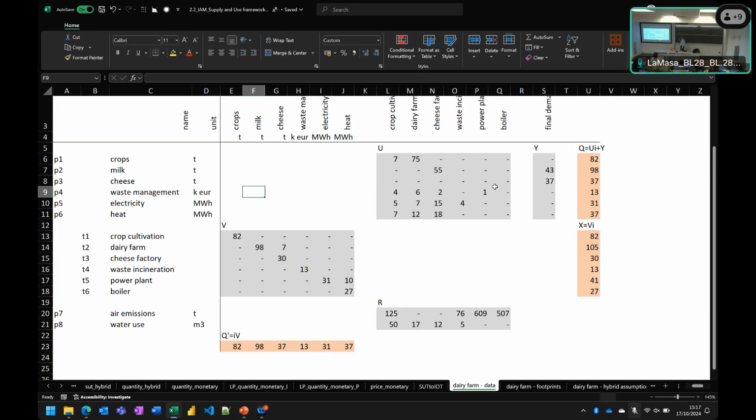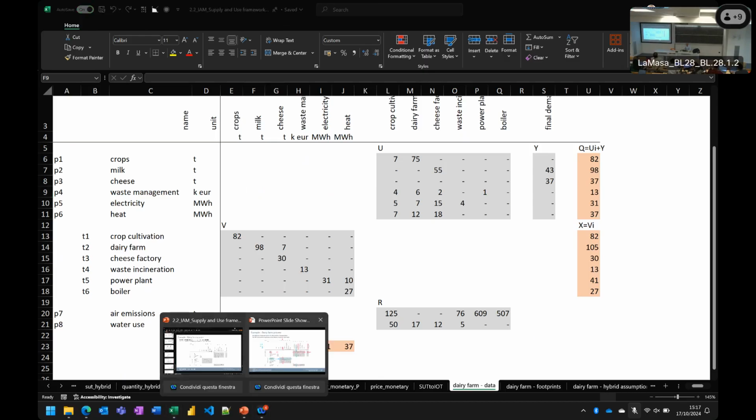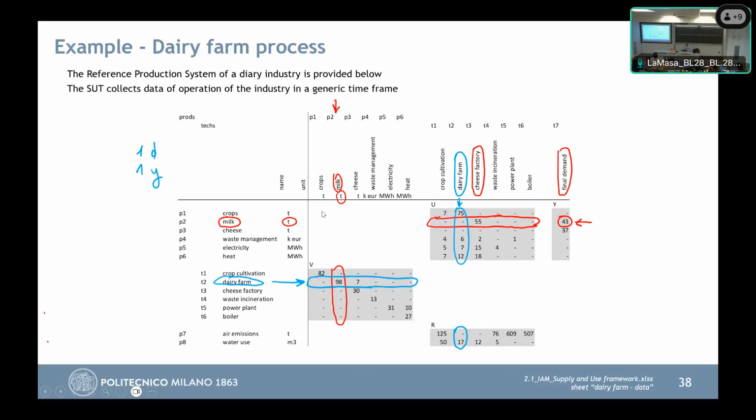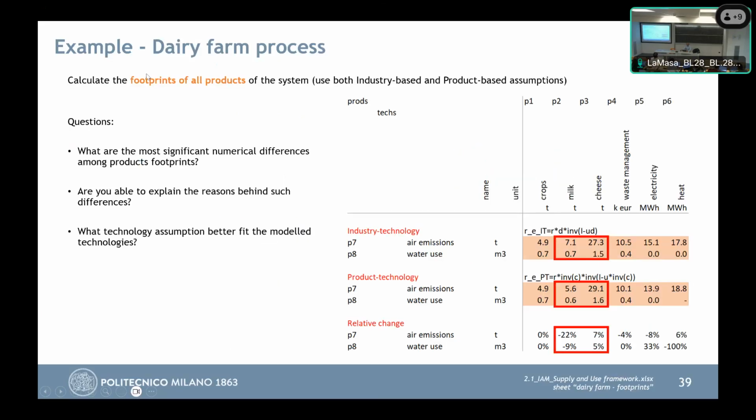Then, if we have an economic table, we should also check that the total activity by technology equals the total outlay of a technology. So this is the case. We have also economic units and a fully monetary input-output table or supply and use table. Okay, so we can move to the next step if the structure of the supply and use table is clear.